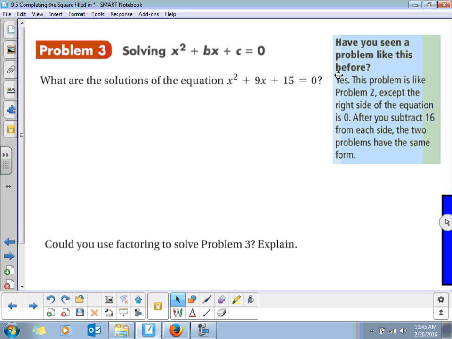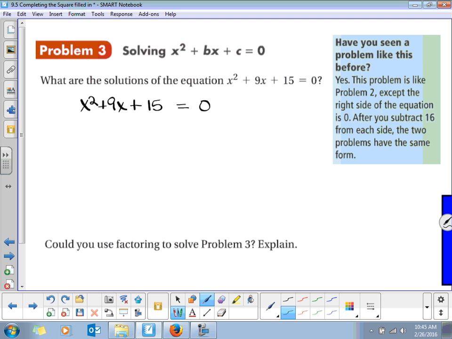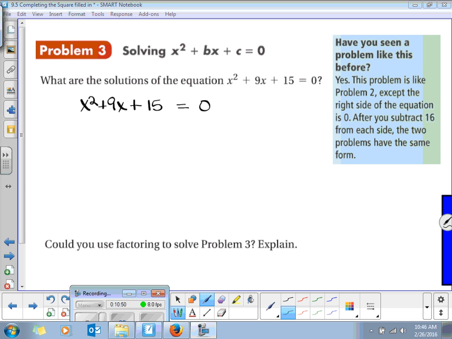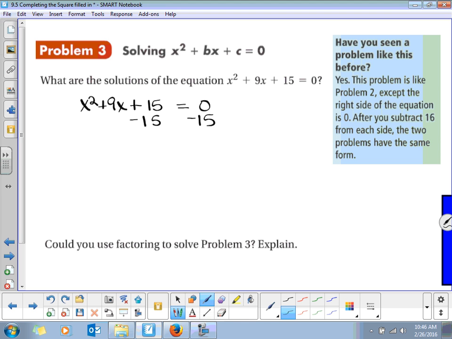So here, let's complete the square. We've got x squared plus 9x plus 15 is equal to 0. That's our equation. All right, so we're going to subtract 15 on both sides because we want to have a space there for completing our square. So we've got x squared plus 9x, and then we're going to leave a space, is equal to negative 15.